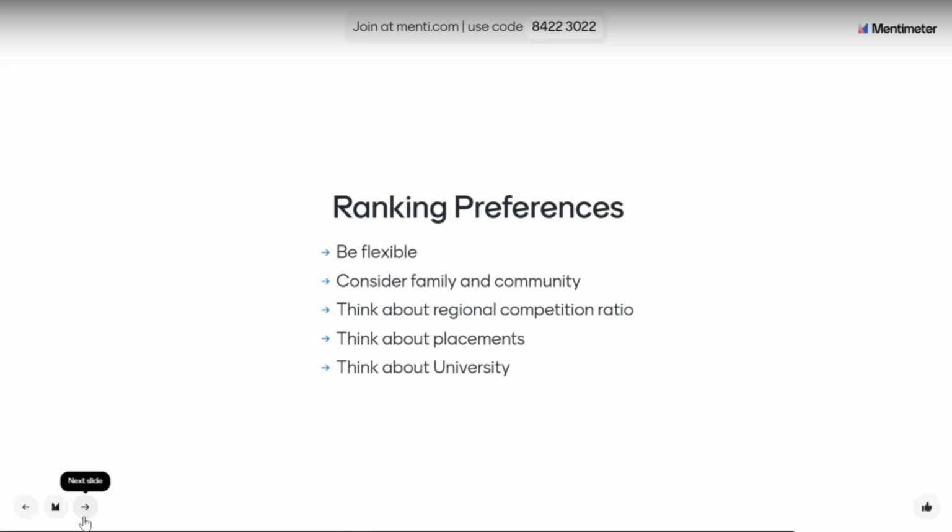I mentioned earlier there's an MPH that comes with your training. For most regions, the MPH is done in the first year of training. I think there's a few regions that do the MPH in the second year. But some people think about the prestige of the university that that region uses to decide which ones they rank high or low.